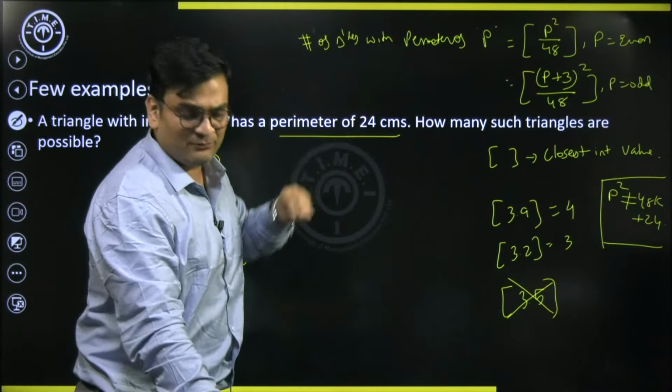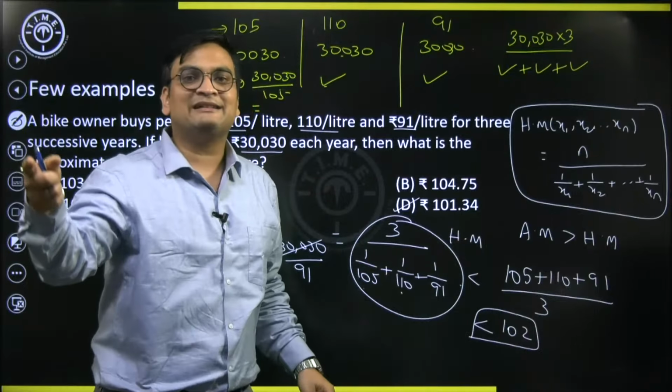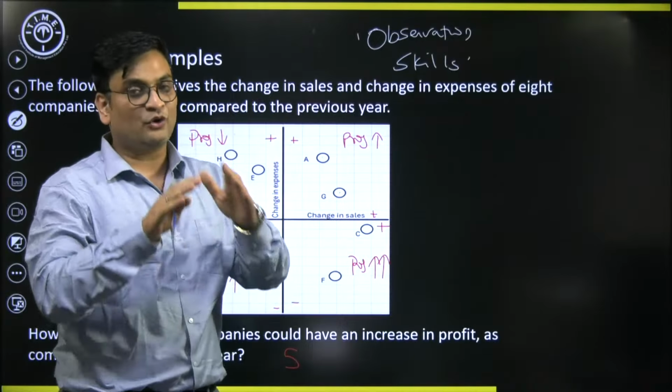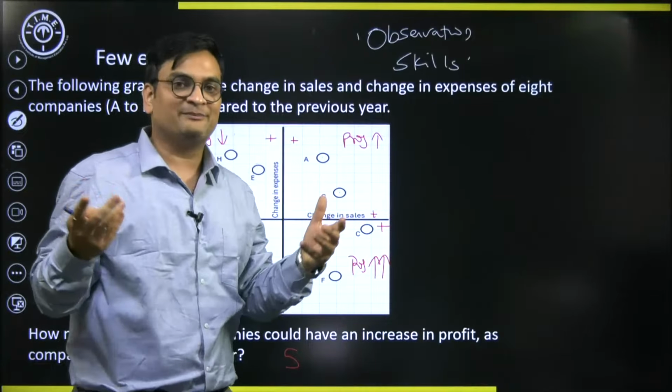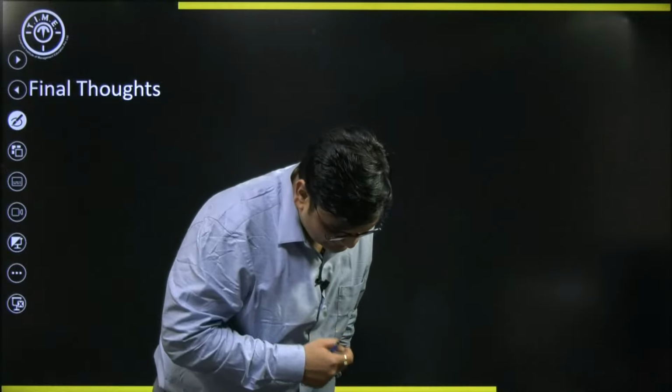Here the formula was important. Here the property that AM is greater than HM is important. And this is an observation based question. All the questions that we have are actually on different ideas to develop as far as the QA is concerned. So just quickly, final thoughts.